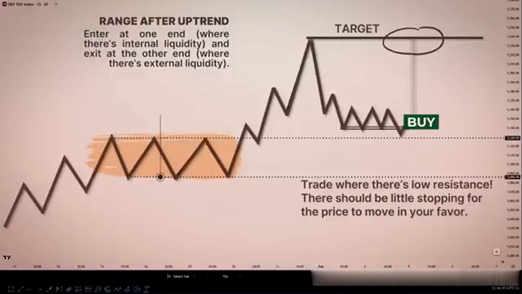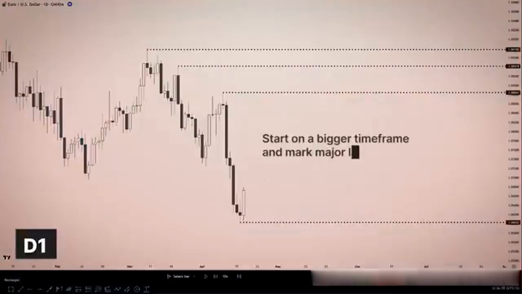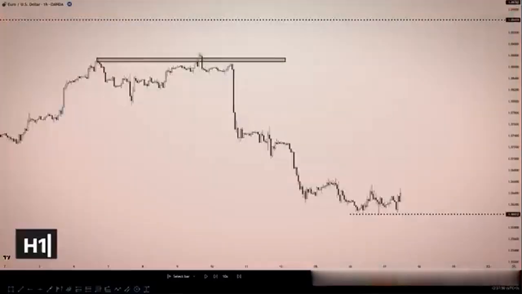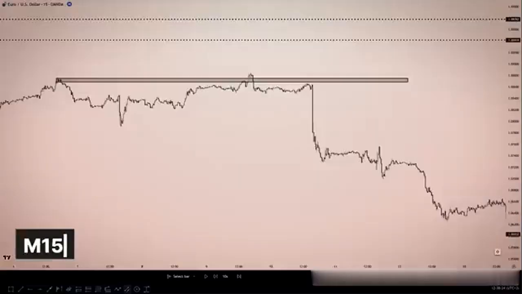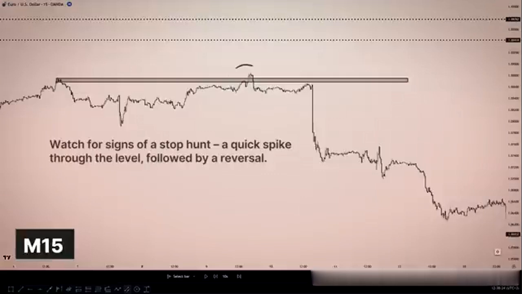This means there should be little stopping for the price to move in your favor. Start on a bigger time frame, like the daily chart. Mark major liquidity levels. Move down to a smaller time frame, like the 1-hour chart. Look for price approaching your marked liquidity levels. As price gets close to a liquidity level, switch to an even smaller time frame, like the 15-minute chart. Watch for signs of a stop hunt, a quick spike through the level, followed by a reversal. If you see this, get ready to enter a trade in the direction of the reversal.